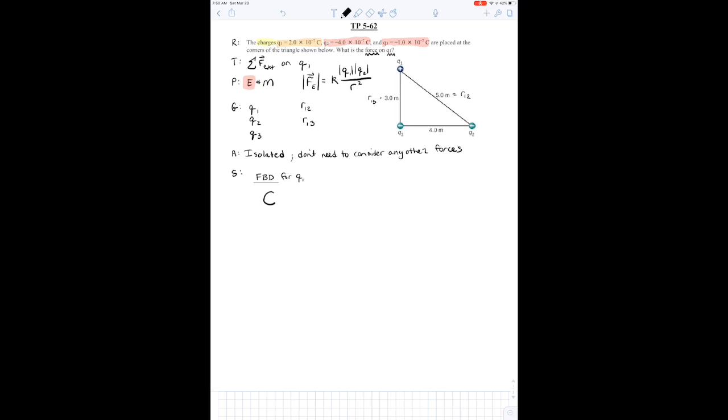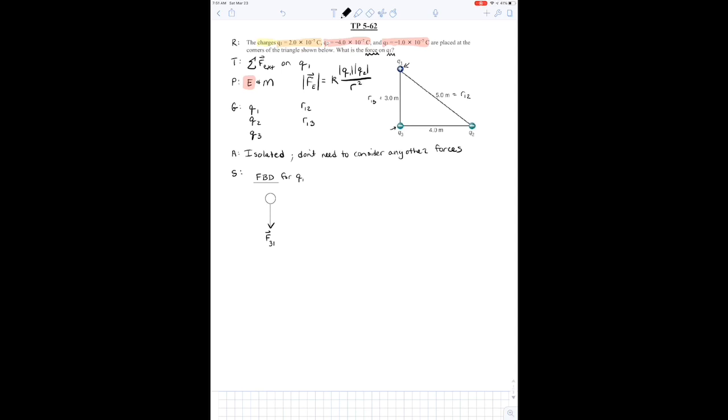So, of course, we start with isolating the body. I'm going to draw a nice little circle. And then the second step is always label those external forces. So in this case, you notice Q1 is positive and Q3 is negative. So that means Q1 is attracted to Q3. So there's the electrostatic force coming from Q3 acting on charge 1. So we can write that.